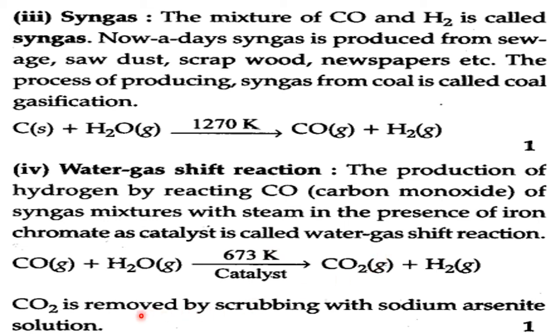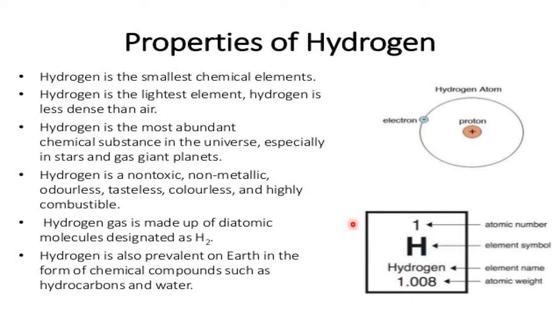So CO2 is removed by scrubbing with sodium arsenate solution. That means what? When the CO2 is passed in, the sodium arsenate has the ability to take the CO2, leaving behind hydrogen, and it is collected. So after preparation, we'll go to the properties now.